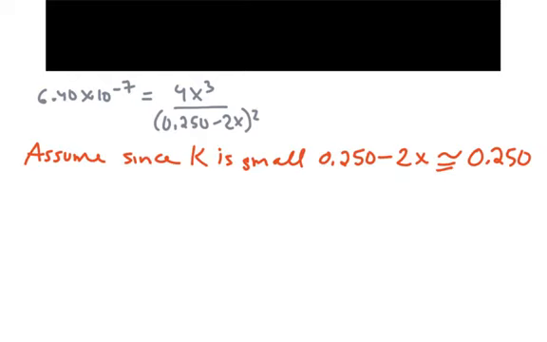And we're basing this on the fact that K is so small, and as we looked at in the very beginning of our lesson, a really small K means we have hardly any products, which means the shift, that x in our ICE table, has to be pretty small.